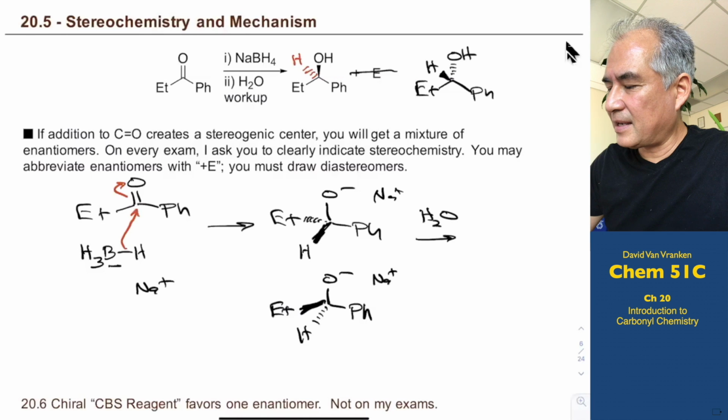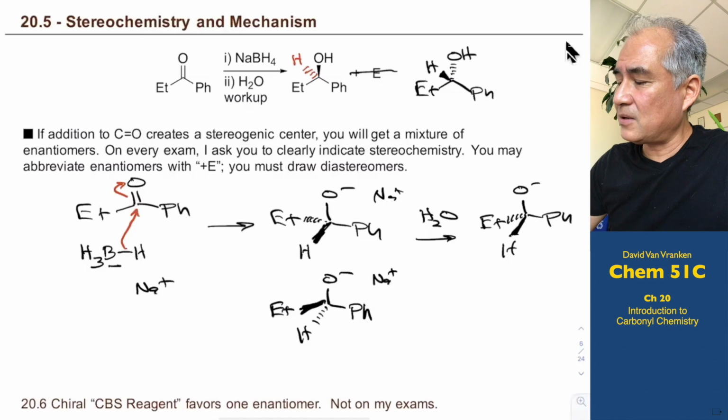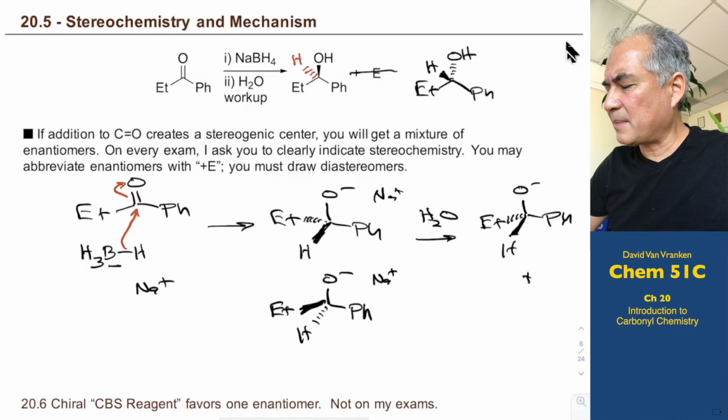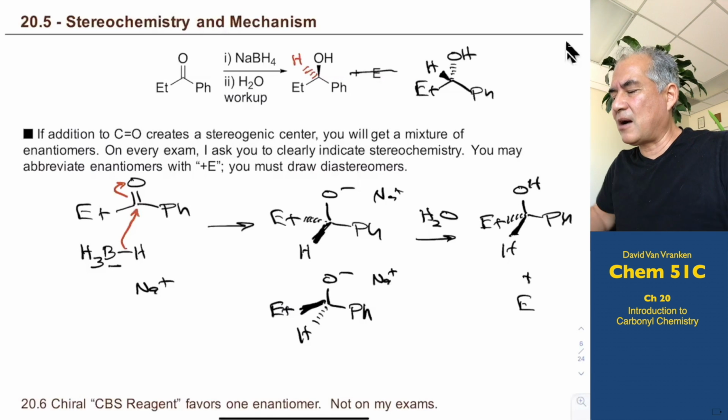And so at the end of the day, what you would end up generating is a racemic mixture of two different enantiomers when you generate a new stereogenic center. So always look, when you add to carbonyls to make a fourth bond, to see if you created a new stereogenic center. I'm just going to write plus E here, and I think I meant to make that into an H, so that's a neutral alcohol. So the product here would be racemic.